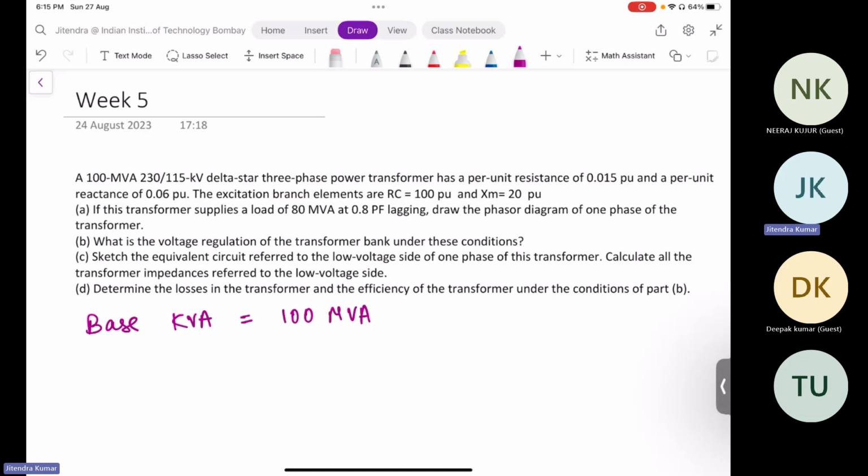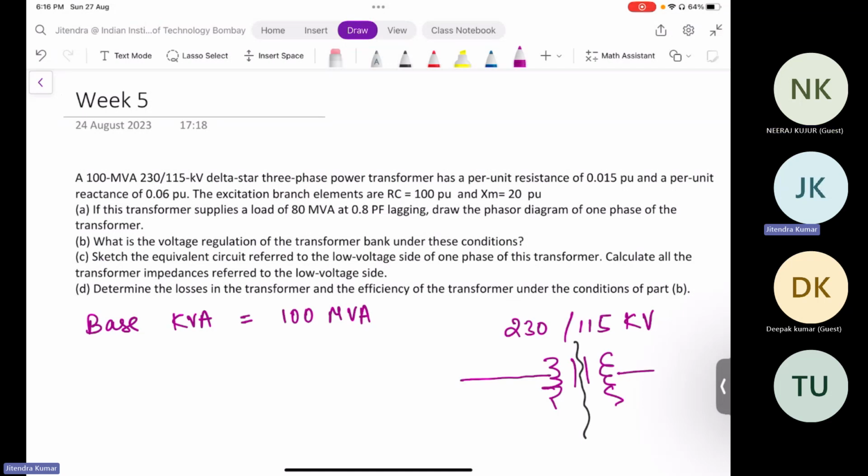Base value of voltage. Let us suppose we have 230 and 115 kV. It is given in the problem, and I am just drawing the notation here. I am not drawing the actual transformer. So if you are considering only this side, let me break it into two parts.